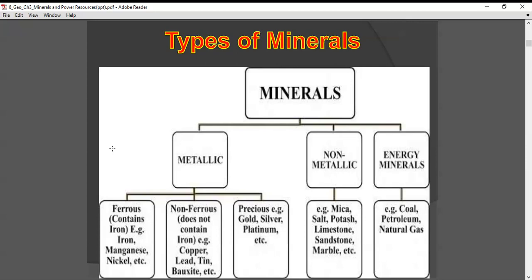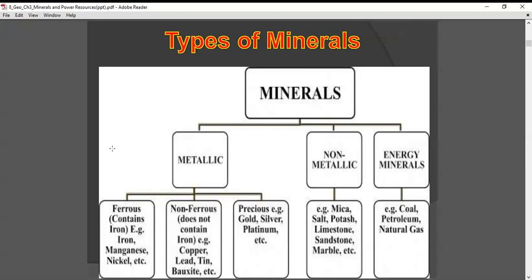And then we have precious metals like gold, silver, platinum. These are again metallic, but they are precious metals because they are very lesser in quantity and have extremely high value. They are called as precious minerals. Then coming to the non-metallic kind of minerals, we have mica, salt, potassium, sandstone, marble, granite. All these things are non-metallic minerals.